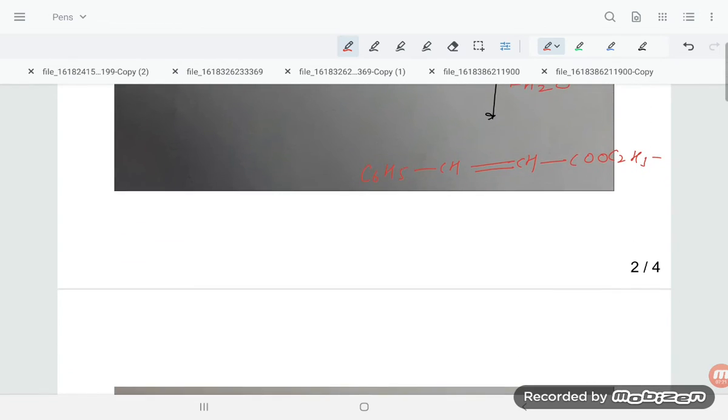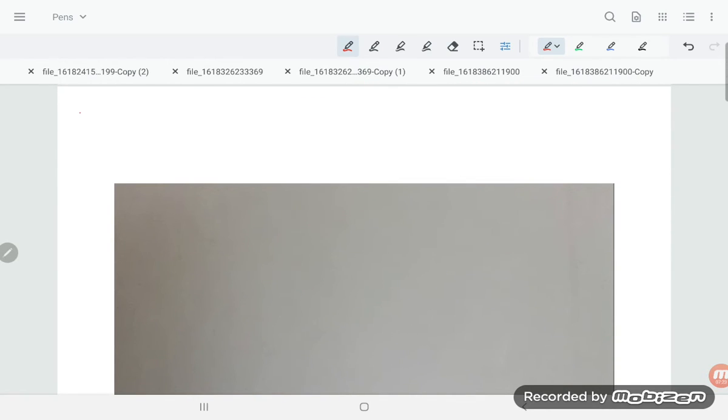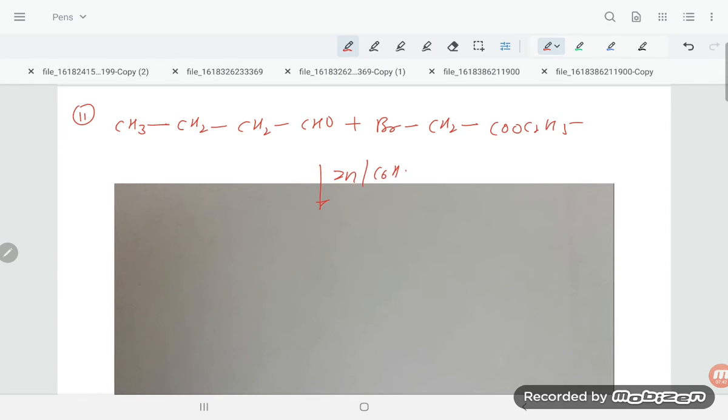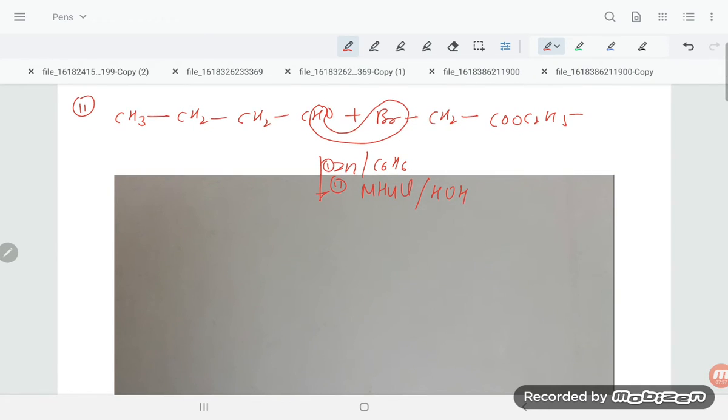If you see some other example also, you can check it out. Suppose I am having the second example. Here is CH3CH2CH2CHO, and you are treating it with BrCH2COOC2H5. So how will the product be? Zinc and benzene I am taking as the first condition. The second condition is NH4Cl and HOH. So what will happen here, students? HBr is getting released.